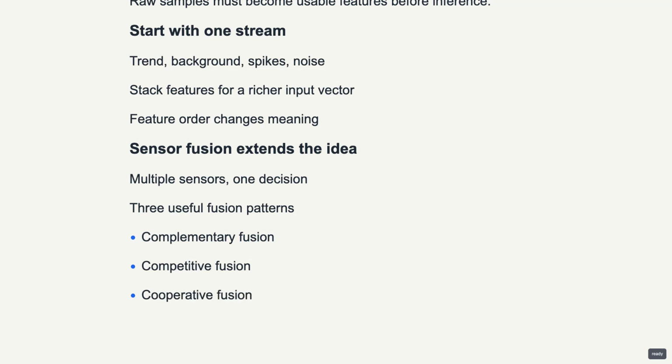Cooperative fusion combines sources in a way that creates a new kind of information. Stereo vision is the clean example. Depth appears because two viewpoints are interpreted together, not because either camera could measure depth alone.